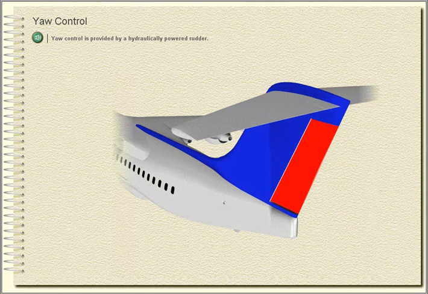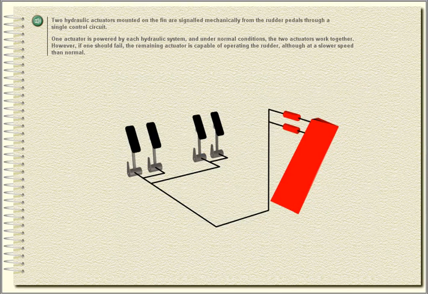Yaw control is provided by a hydraulically powered rudder. Two hydraulic actuators mounted on the fin are signalled mechanically from the rudder pedals through a single control circuit. One actuator is powered by each hydraulic system, and under normal conditions the two actuators work together. However, if one should fail, the remaining actuator is capable of operating the rudder, although at a slower speed than normal.